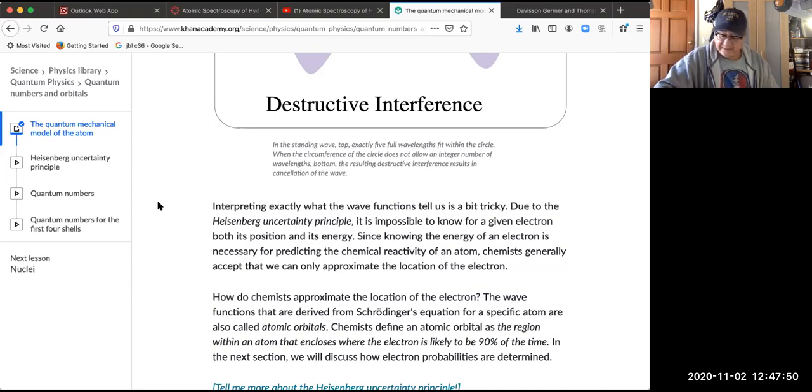And in the book, they call this the orbital angular momentum quantum number. That's kind of new to me. I'm used to just calling it the angular quantum number. So the wave function has these three things.